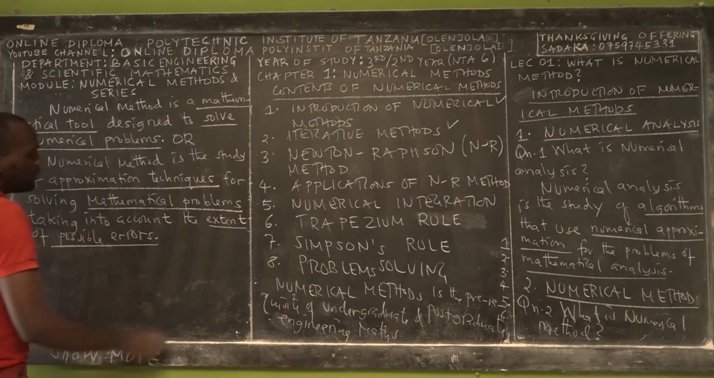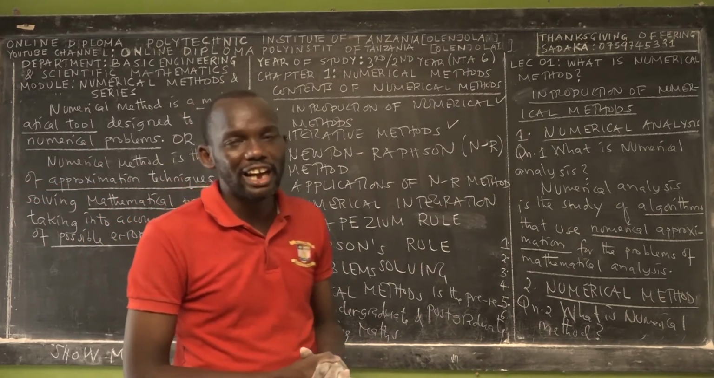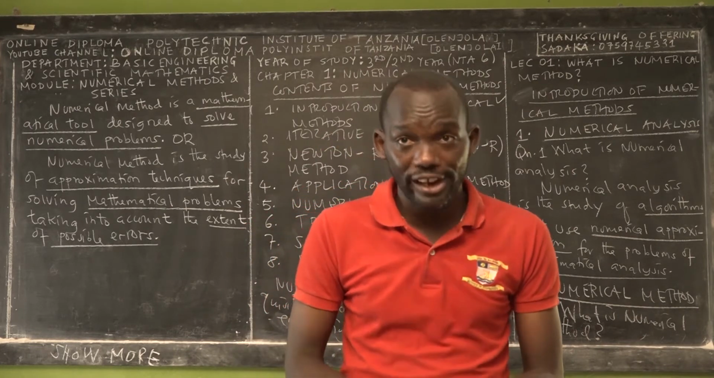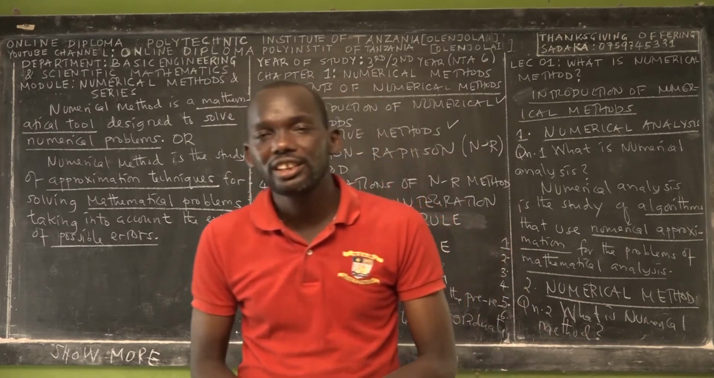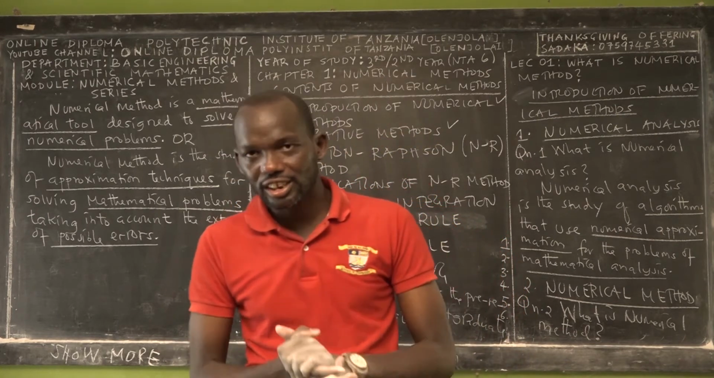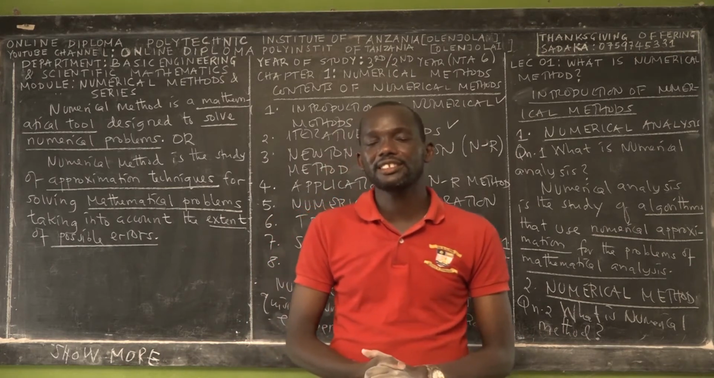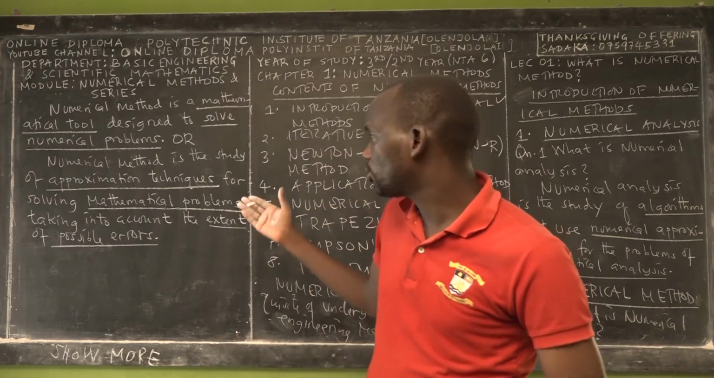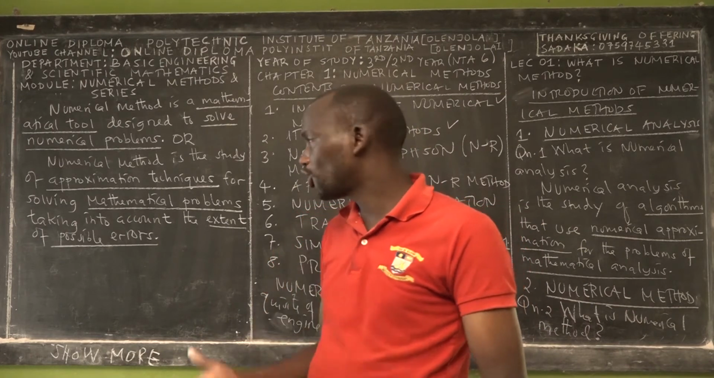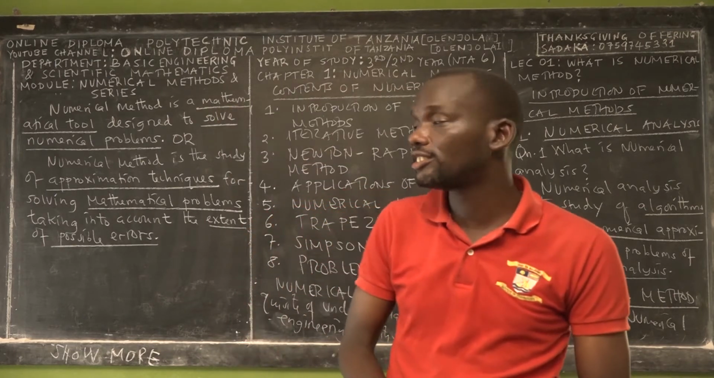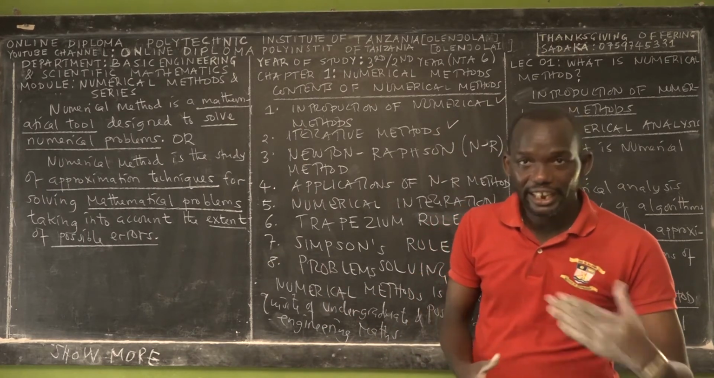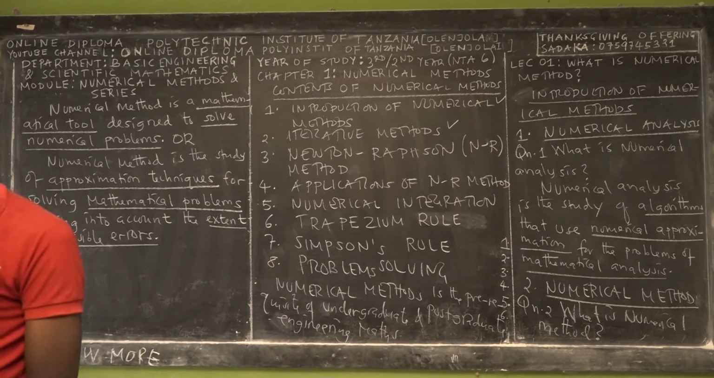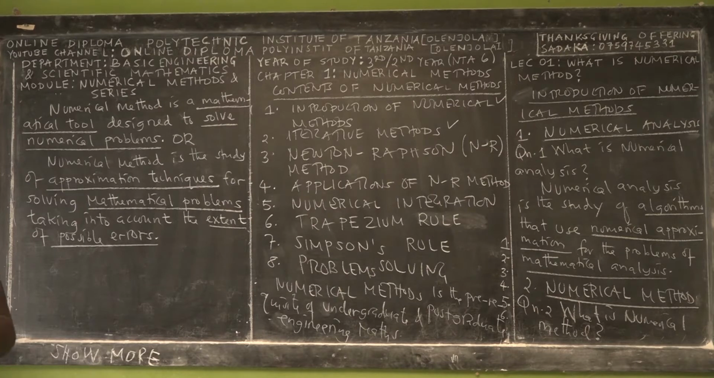So the advantage of numerical method is that it is one of the methods that takes into account the occurrence of errors. It's a very interesting method because it takes into account the generation of errors along the process of solving mathematical problems. So that is the definition of numerical method: the study of approximation techniques for solving mathematical problems by taking into account the extent of possible errors along the process of solving. So this is what numerical method is in mathematics, or in general.